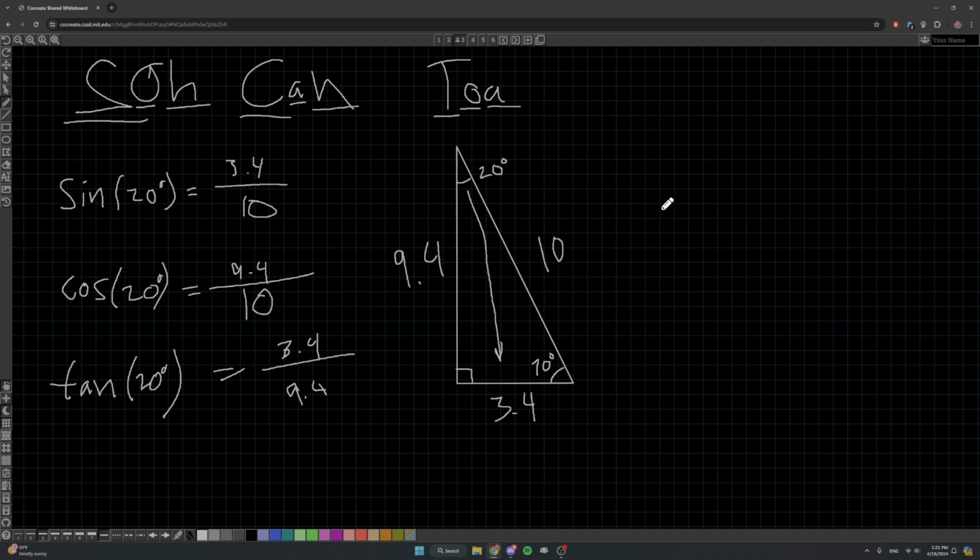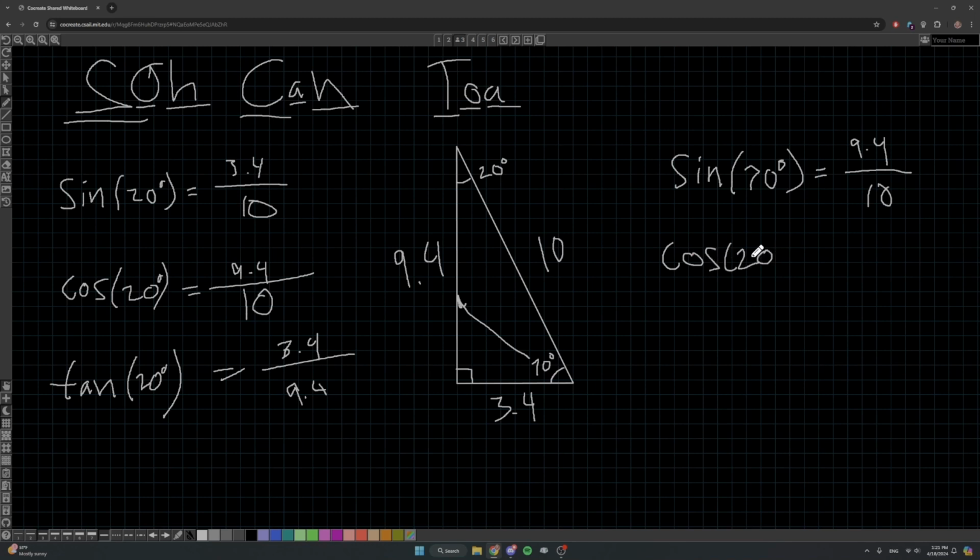Now let's do it for 70. Sine of 70. How do I calculate sine? So, sine, opposite over hypotenuse. What is the opposite of 70? We just draw our arrow out, and you should do this in your head. It's 9.4 over 10. Definitely do it on your paper if you feel like you need to. Cosine of 70. So CAH, adjacent over hypotenuse. It's not going to be the opposite, it's not going to be the hypotenuse, but it's going to be 3.4 over 10.